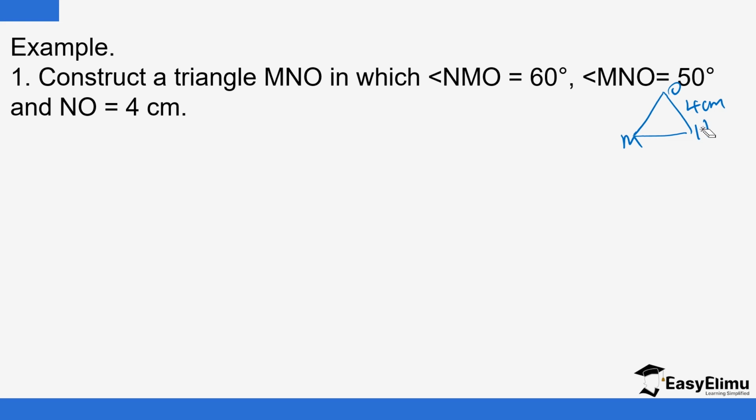So maybe I'll desire that the length that is given is the one that is down here. So let me rename. NO. So it is MNO, so 4 centimeters. So that I draw a horizontal line. So this length is 4 centimeters. And then the angle NMO. This one here. 60 degrees. And then MNO. 50 degrees.